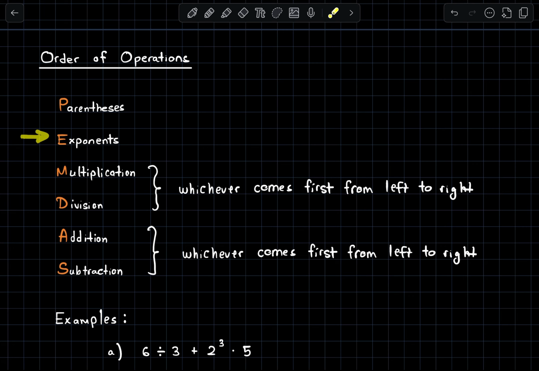The next tier is going to be exponents. Once we've simplified whatever's inside the parentheses, we're going to raise them to their respective powers. The next tier is multiplication and division. Okay, so it's not that multiplication always comes before division. We're going to do whichever one comes first from left to right. And we're going to see how that works in a second. And the same thing is true here. So this is our last tier, addition and subtraction. It's not that we always do addition before we do subtraction. We're going to do whichever one comes first from left to right.